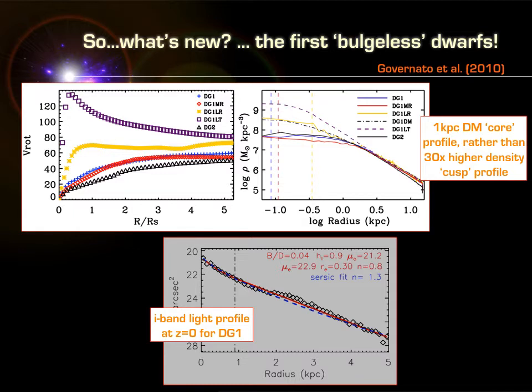And then in the bottom panel, you can see the distribution of the light as a function of radius, and it's more or less a pure exponential disk with just a tiny bit, like I said, about 4% of the light, tied up in this bulge in the center. And that was the first time anything like that had been seen. So it got a lot of attention.